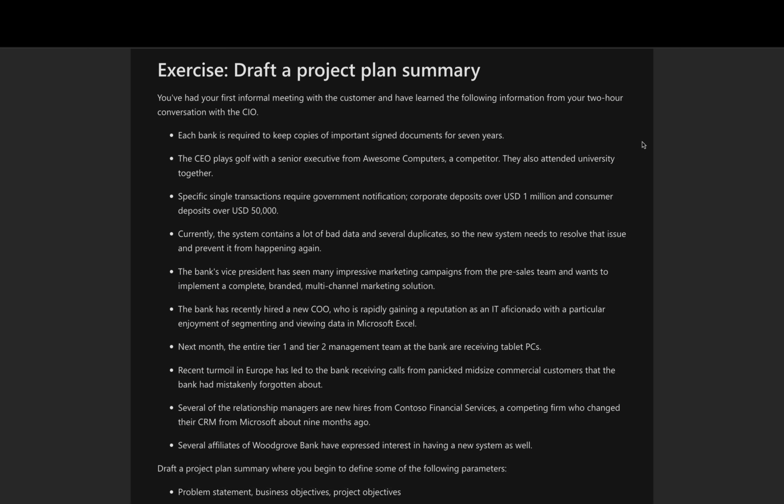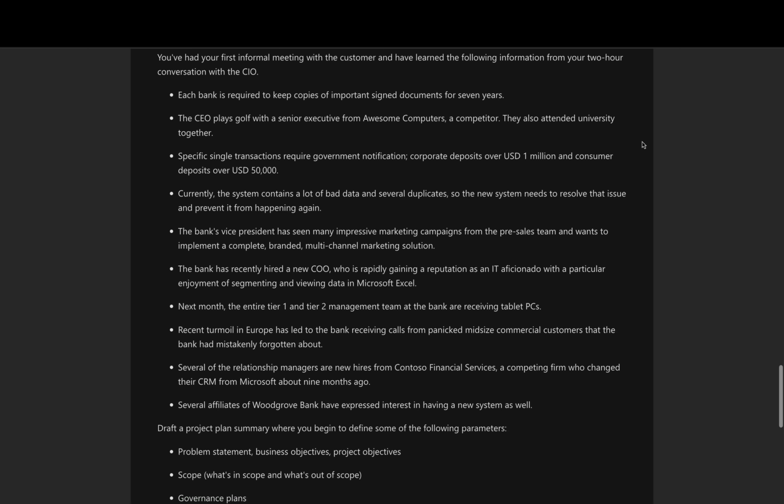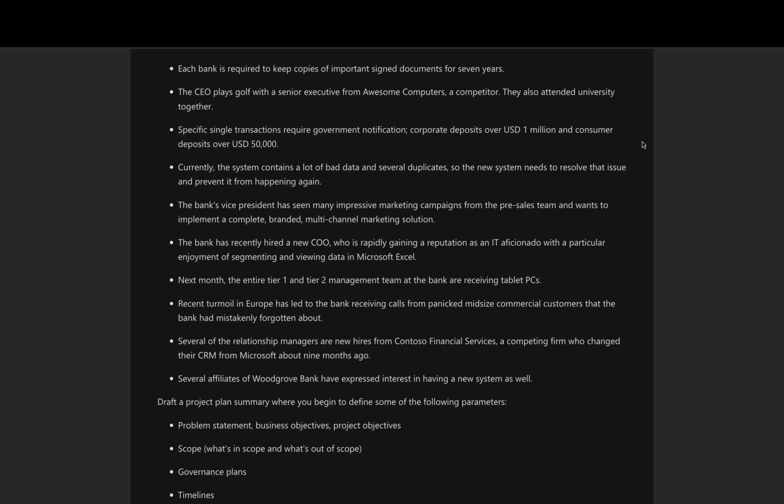Exercise. Draft a project plan summary. You've had your first informal meeting with the customer and have learned the following information from your 2-hour conversation with the CIO. Each bank is required to keep copies of important signed documents for 7 years. The CEO plays golf with a senior executive from Awesome Computers, a competitor. They also attended university together. Specific single transactions require government notification, corporate deposits over USD 1 million and consumer deposits over USD 50,000.